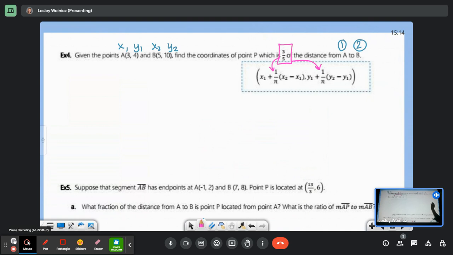All right, so here we go. We're going to start with X sub 1, which is 3, plus 3/5. Okay, and then we're going to find X sub 2 minus X sub 1. So what's X sub 2? 5 minus 3. Okay, that gives us our x coordinate.